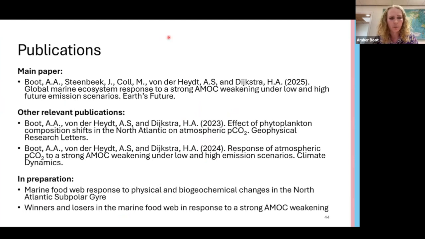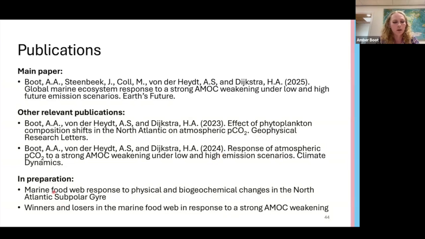Yeah, so the main part of this talk was based on our publication in Earth's Future. I have a QR code of this publication on the next slide. Other relevant publications are two chapters from my PhD, so a publication in GRL and a publication in Climate Dynamics. Here we look at the phytoplankton composition shift, and here we look at the carbon cycle response in the CESM2 simulations.